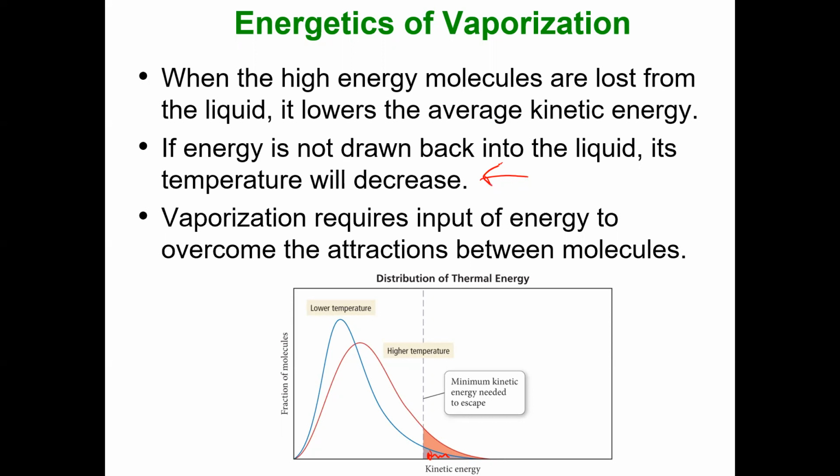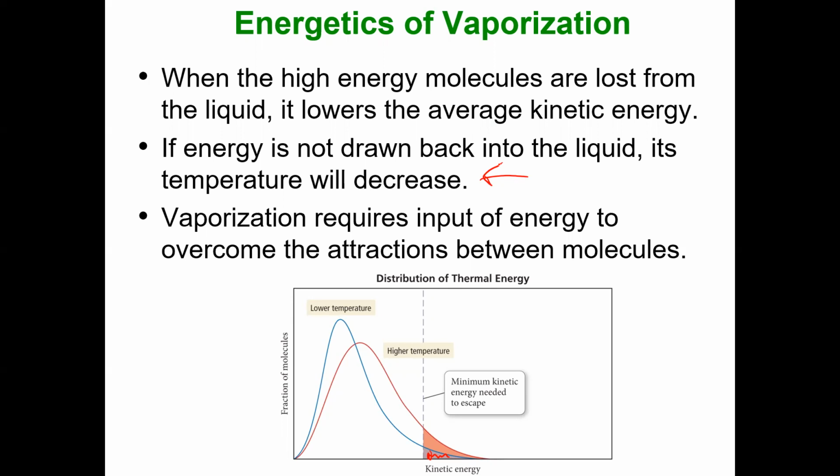Vaporization requires input of energy, right? So for something to evaporate, I need to put in energy to overcome those attractive forces that pull downward. Well, I was talking about sweat. Where does that energy come from? Well, our body's hot. It emits heat and it causes the sweat to evaporate.